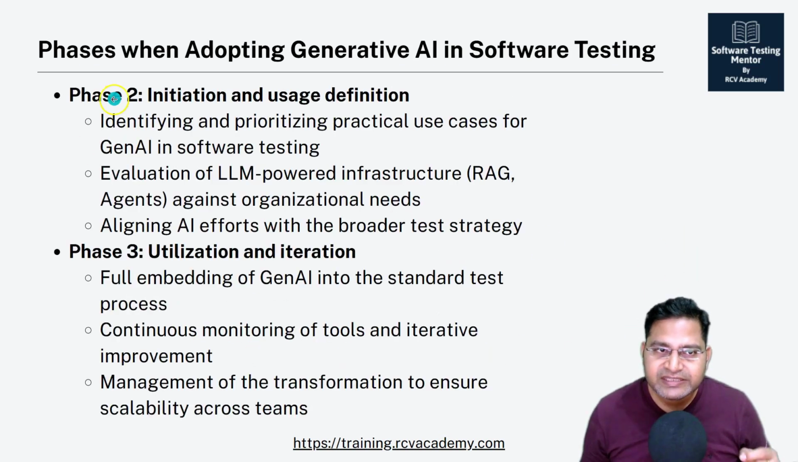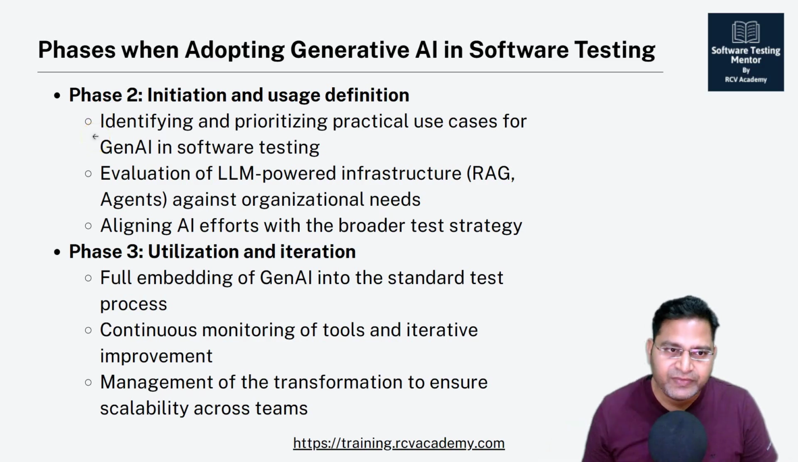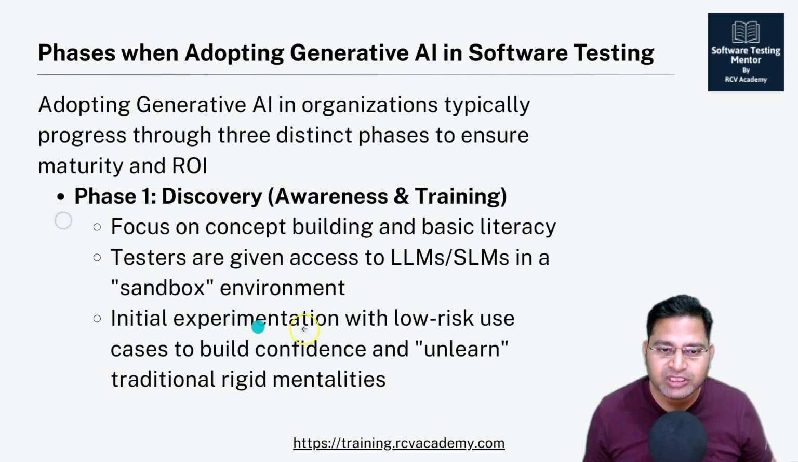Then you have the second phase, which is initiation and usage definition. So identifying and prioritizing practical use cases for GenAI in software testing. That's the second phase. You initiate and you define the usage. Then evaluation of the LLM-powered infrastructure, for example, RAG, agents, etc. What exactly is required against organizational need. Within the organization, it's not just about deploying a large language model in a sandbox environment and providing access to your team.